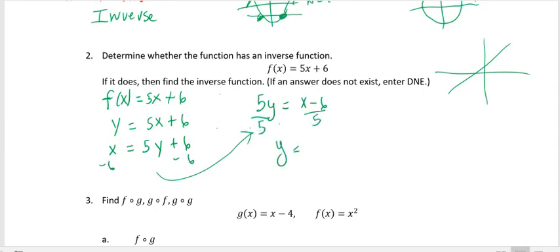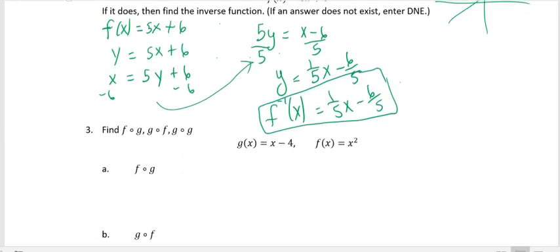So y is equal to 1/5 x minus 6/5. So your final answer here is going to be f inverse of x is equal to 1/5 x minus 6/5. Let's go to number 3.